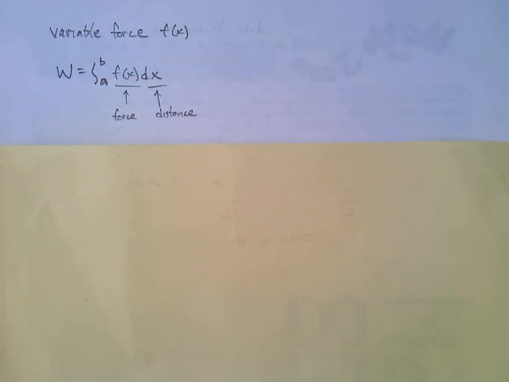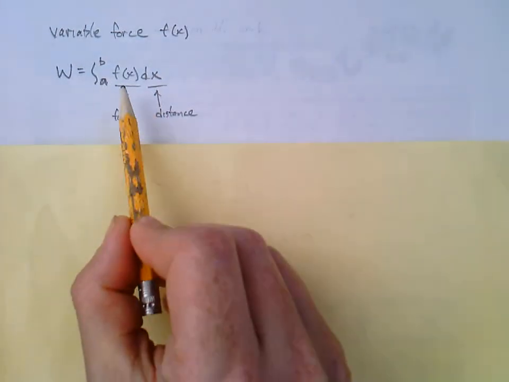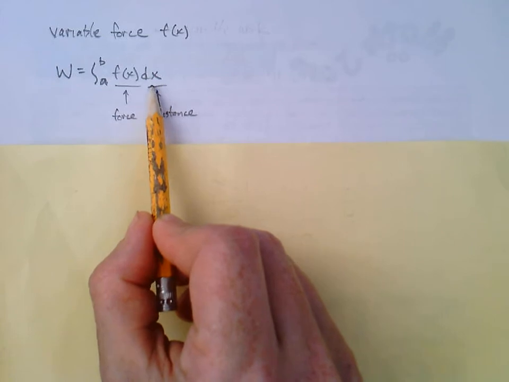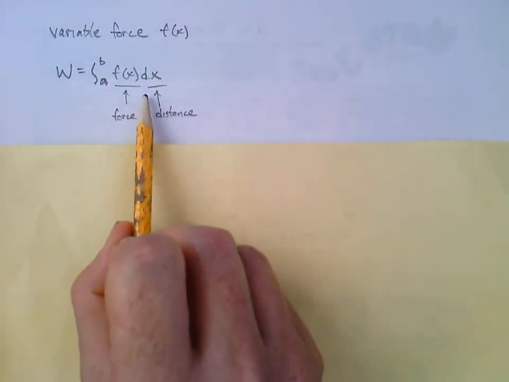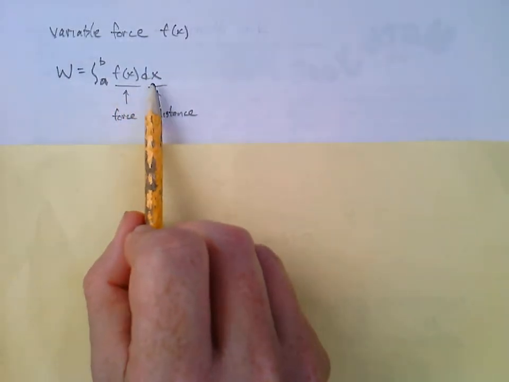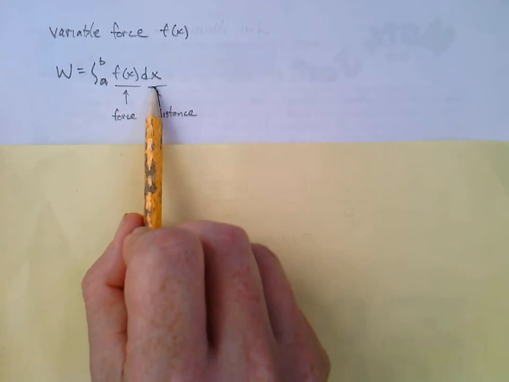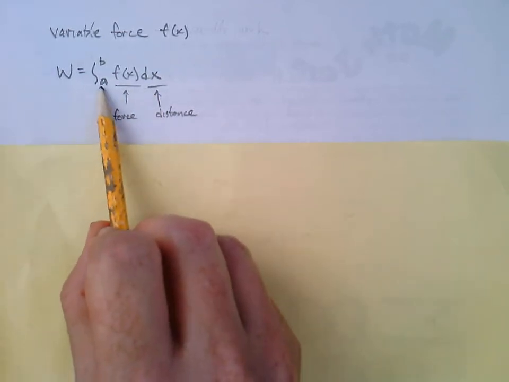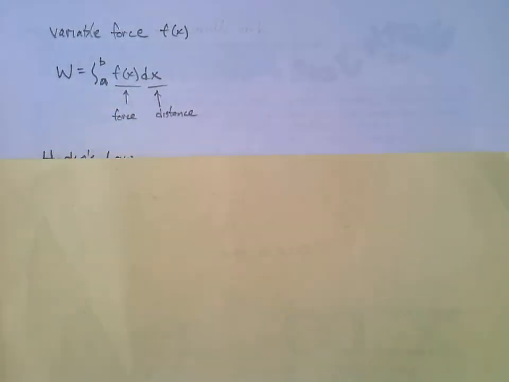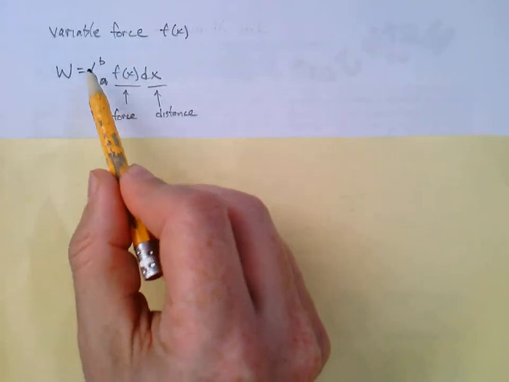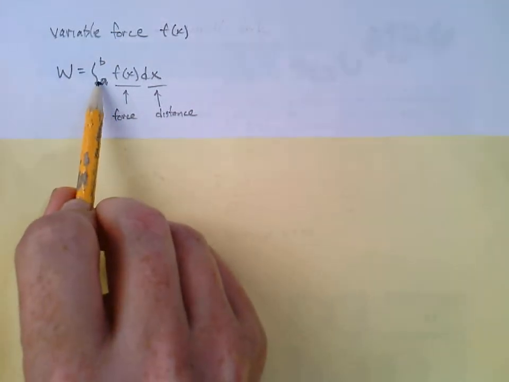Well, then what we're going to do to find the work over the distance is think of multiplying a force times an infinitesimal little distance. And then we're going to add all of those little forces times those infinitesimal little distances. If we add them all up from A to B, then we get the total amount of work done over that distance. And really the distance here is the A to B. So where did we start? Where did we stop?